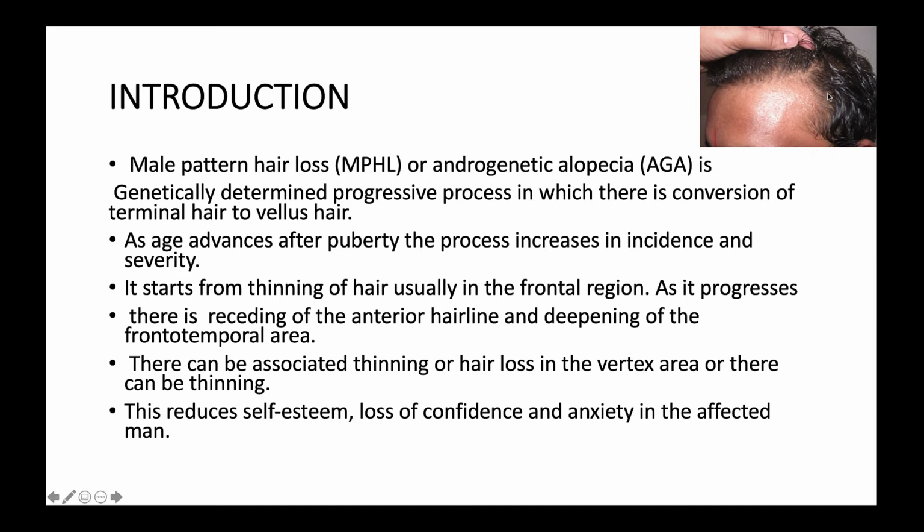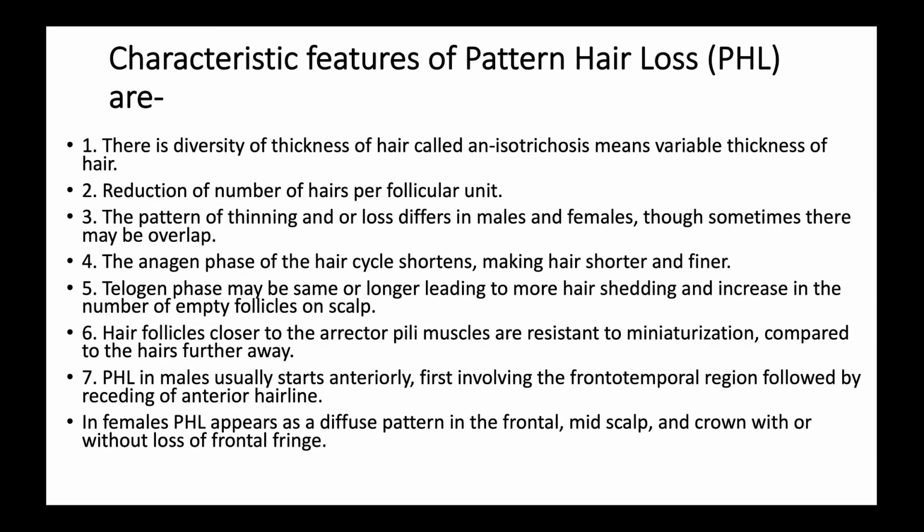frontotemporal area. You can see here they are the thinned out or the vellus hair. This is frontotemporal region which is receding, and similarly the hairline is also receding in the frontal area. There is also, you can notice the thinning in the temporal area. So this is basically a characteristic feature of male pattern hair loss. They can be associated with thinning or hair loss in vertex area or other part. This reduces self-esteem, loss of confidence, and anxiety in the affected man or the young individual.